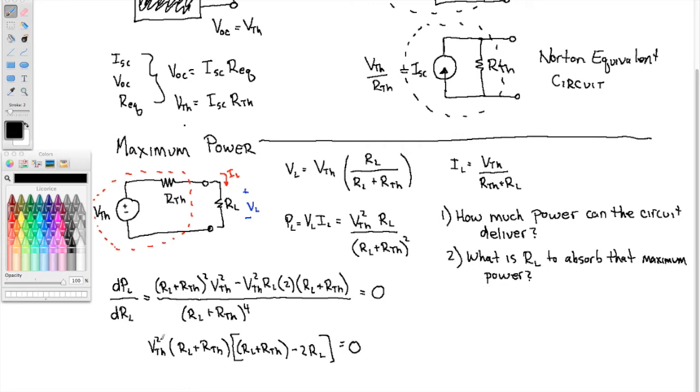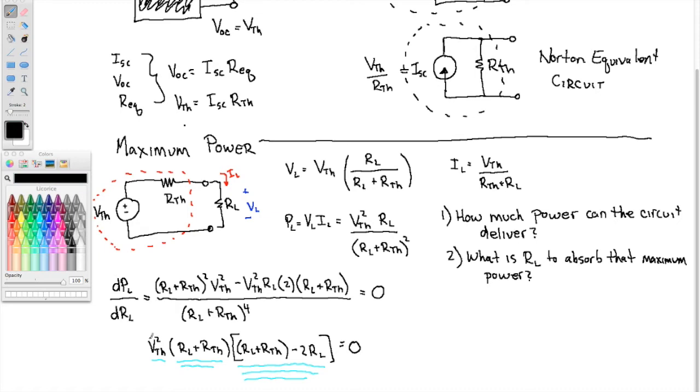All right, well, the Thevenin voltage is not going to be 0. Let me back up. I have three terms here. I have this term. Let me do it in a different color. I have this term. I have this term. And I have this term. Okay, if I have the product of three things equals 0, then it must be true that at least one of those three things is 0.